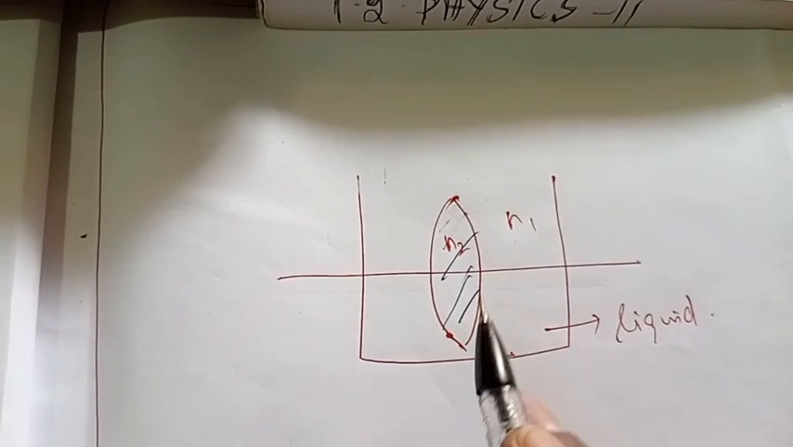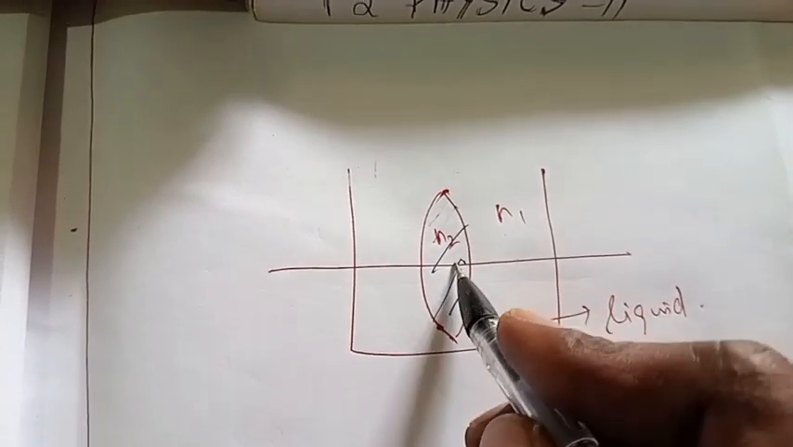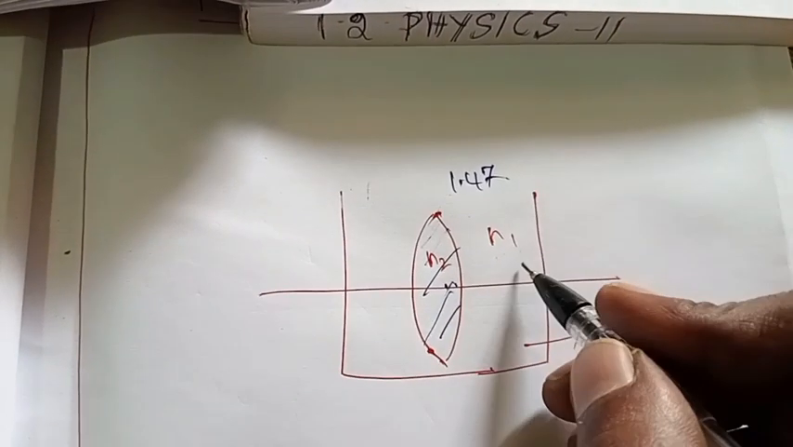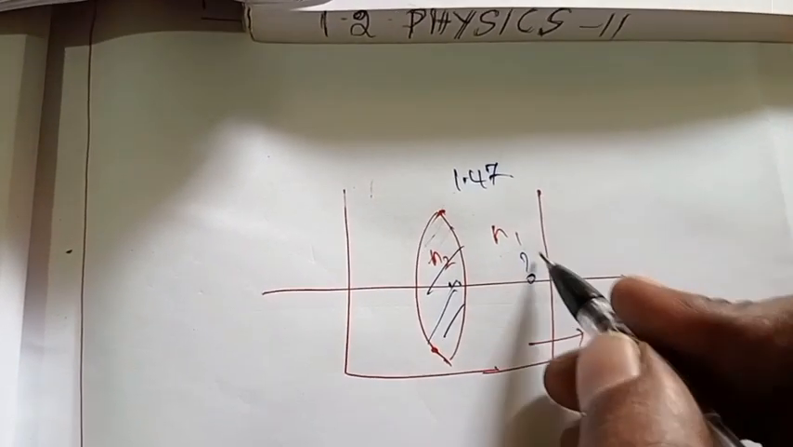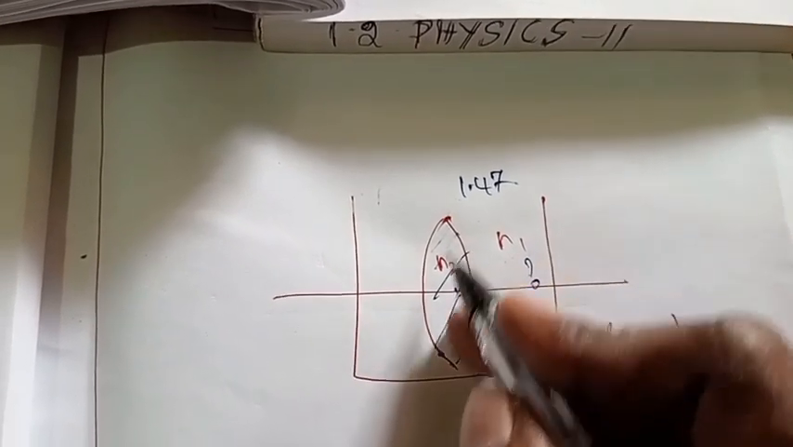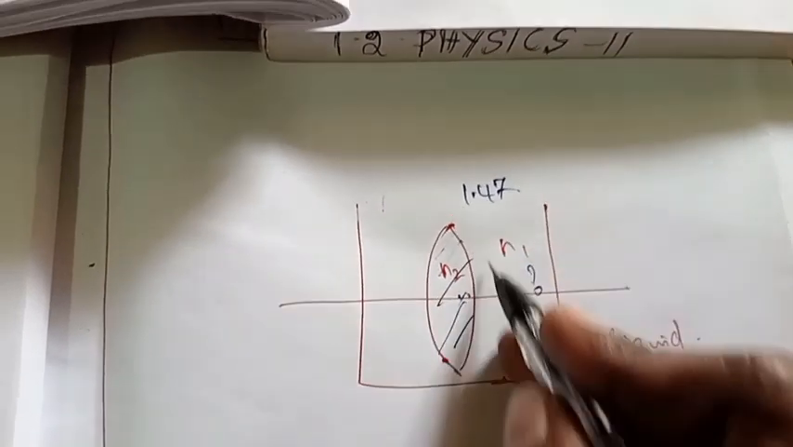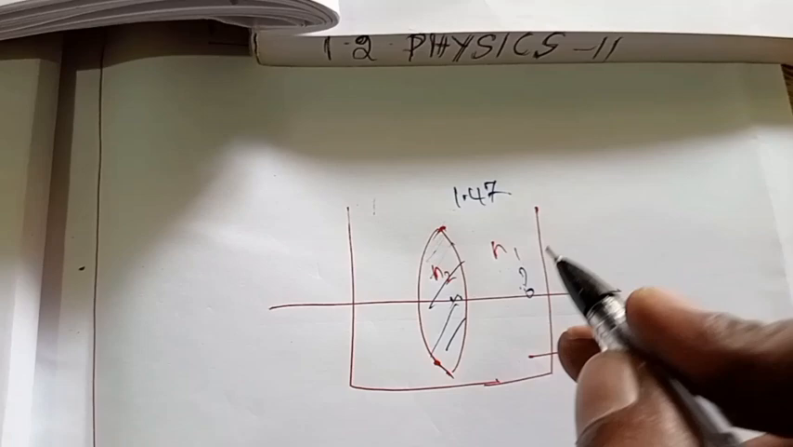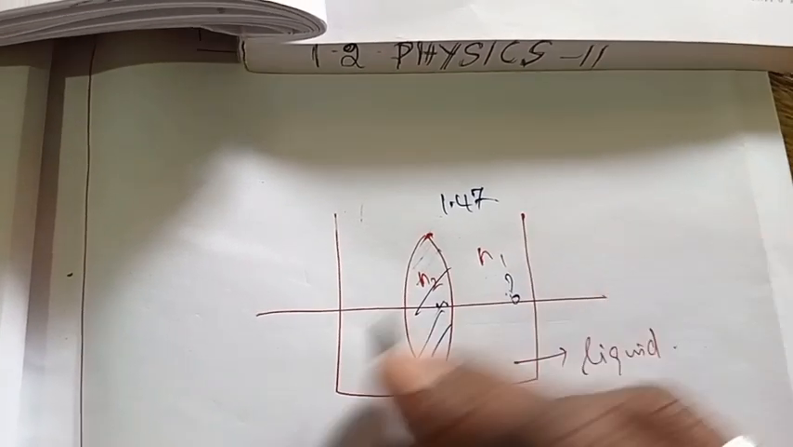This implies that the liquid must have the refractive index, because the refractive index of the glass is given as 1.47. So what should be the value of the refractive index of the liquid? The condition is that the lens acts as a plain sheet of glass. If this biconvex lens acts as a plain sheet of glass, what is the refractive index of the liquid? It may be greater than or less than, so what is the value?